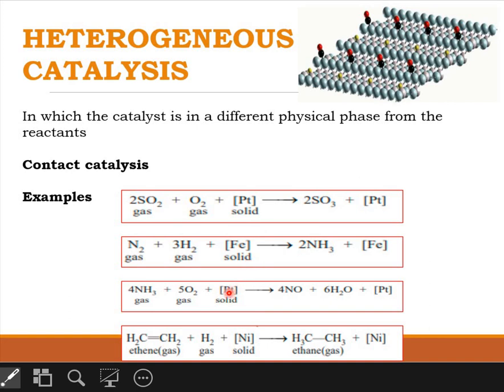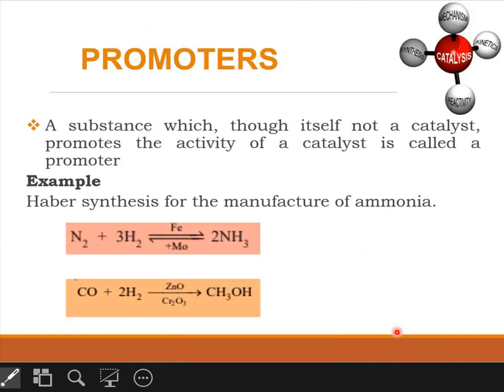The third example is ammonia reacting with oxygen, that is, oxidation of ammonia to nitric oxide in the presence of platinum gauze. And the last one is the hydrogenation of unsaturated organic compounds, which is catalyzed by finely divided nickel. So in heterogeneous catalysis, the catalyst is taken in the form of finely divided metal or gauze. Okay, the next one is promoters.